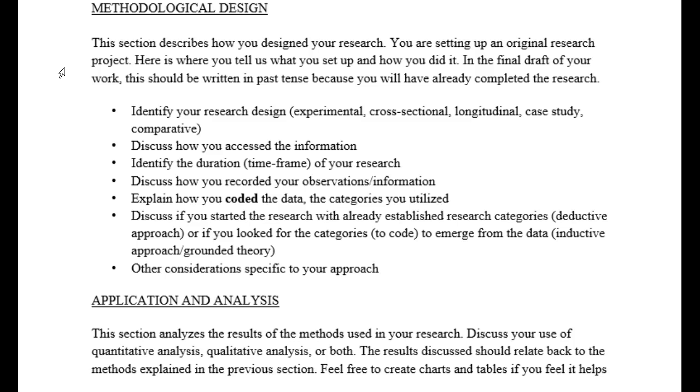Tell us how long the time frame was for your research, how you recorded your observations and information, how you coded the data. Okay, did you start with already established research categories when you were coding the data? Or did you look for the data itself to identify the categories? Okay, so this is all about the research process.